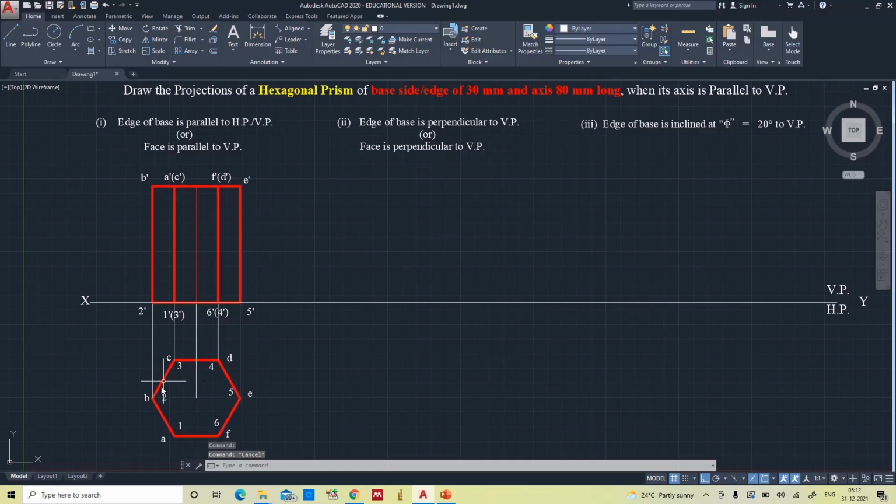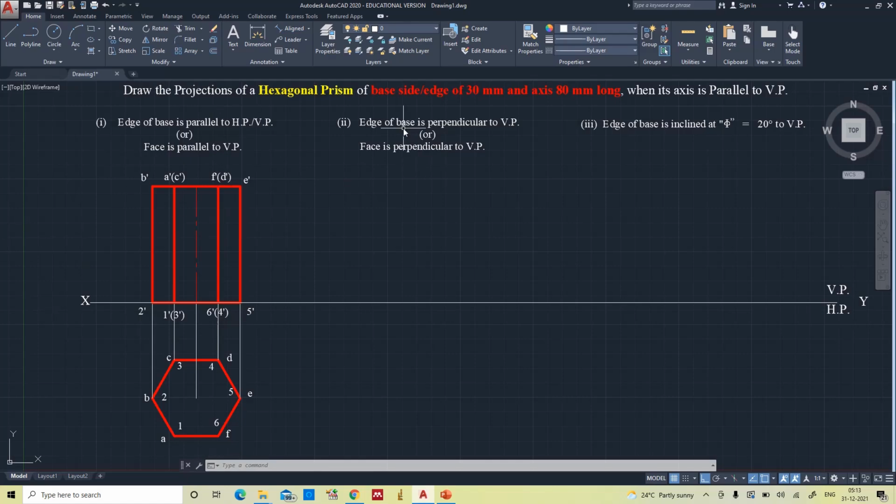As I said, there are no other edges here. So this belongs to the axis line, center line. So this is all about the first case.